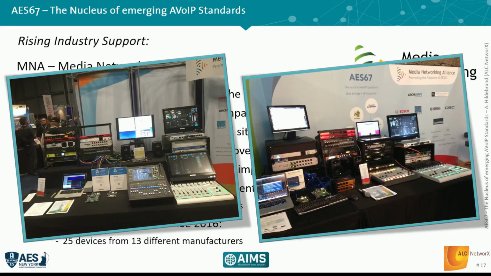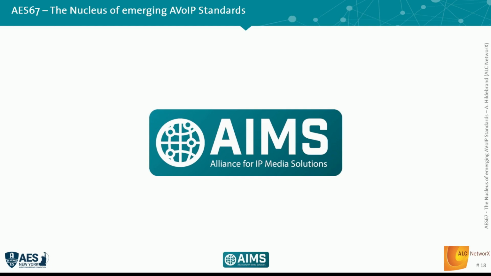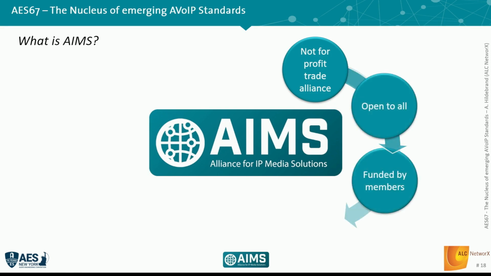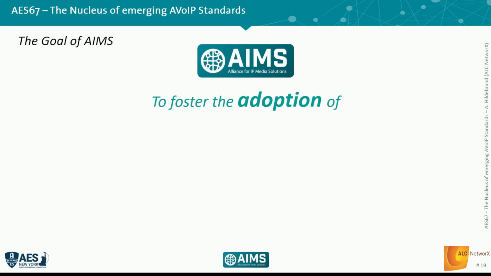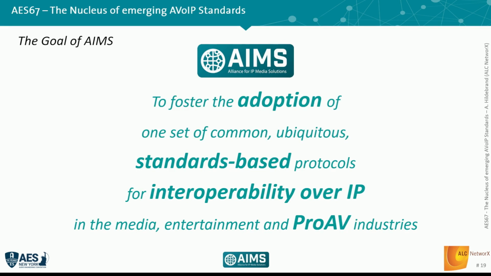So while things were going well at MNA, another organization was rapidly growing and covering the needs in the broadcast market, and that was, no wonder, guess what, AIMS, the Alliance for Interoperable IP Media Solutions. So what is AIMS? Well, you're all sitting here in the AIMS booth, of course. It's, again, a not-for-profit trade alliance, open to everybody, so manufacturers, broadcasters, all can join. The alliance is funded by members, and it has one common goal: to foster the adoption of one set of common standards-based protocols for interoperability in the Pro AV industries. That's the mission of AIMS.